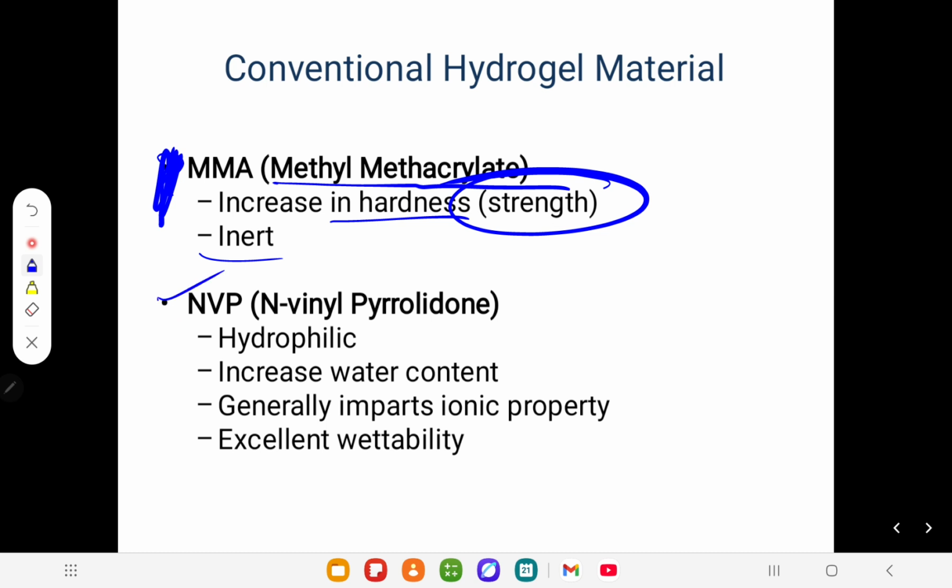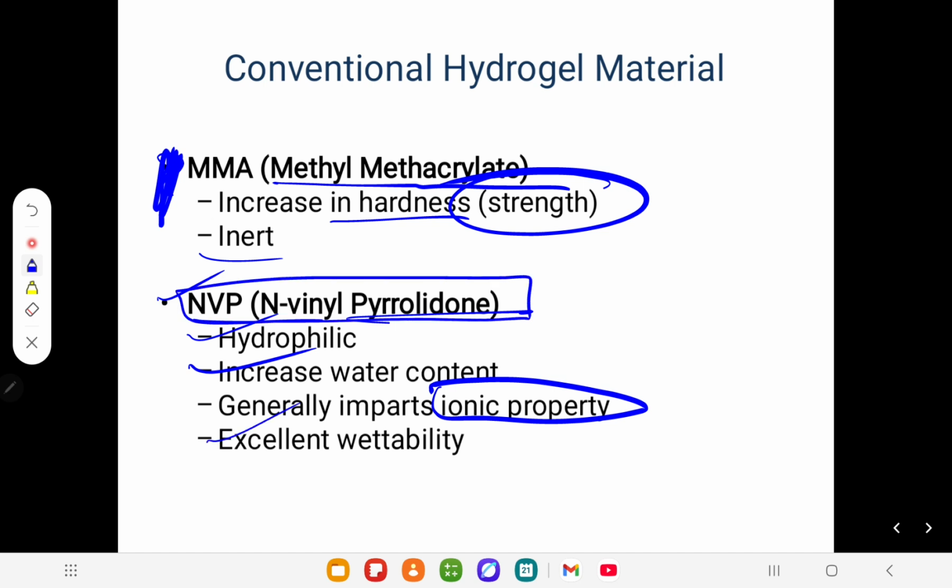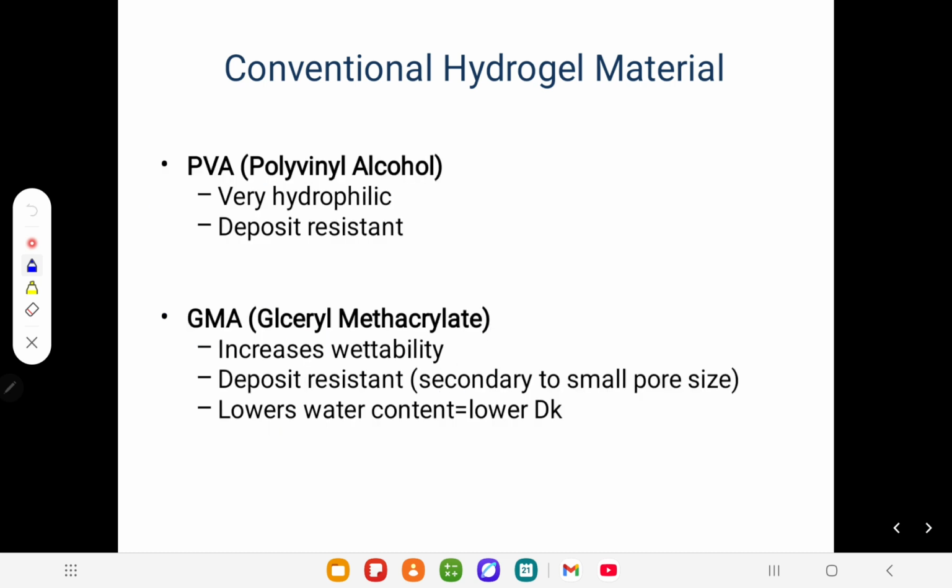And what is NVP? N-vinyl pyrrolidone. It will definitely increase water content and generally imparts ionic property. What do you mean by that? Ionic property, I will definitely talk about it. N-vinyl pyrrolidone gives excellent wettability. You will see it commonly in contact lens material, especially hydrogel contact lenses. Then PVA, polyvinyl alcohol, I know you've seen this component a lot of times. It is very hydrophilic and deposit resistant. That's why we add this.